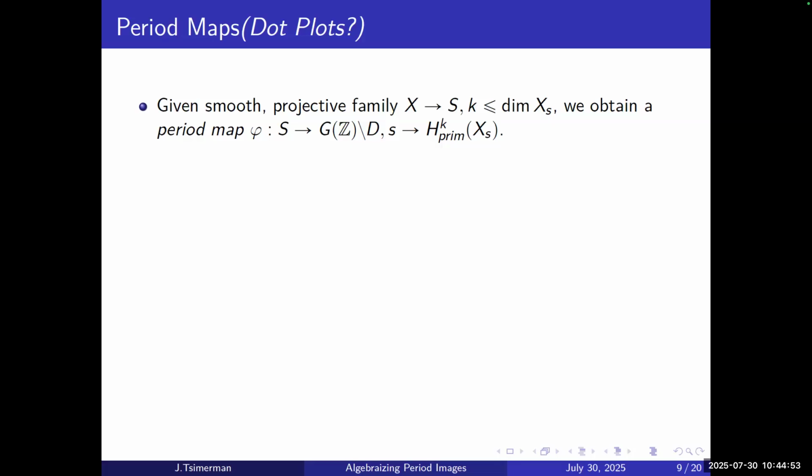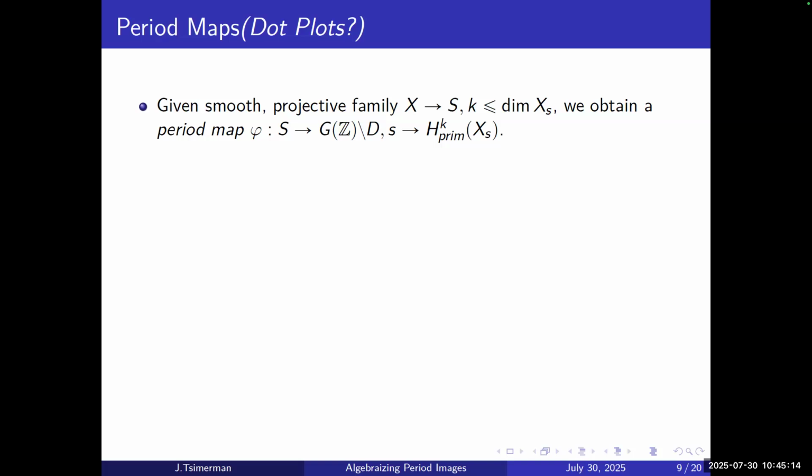That gives you a Hodge structure, and so you get this period map from S to D mod GZ, and you can show that this period map is holomorphic. In fact, something I won't talk about, but it's very important, is that these period maps aren't just holomorphic, they in fact satisfy a differential condition known as Griffiths transversality. They're a very constrained class of maps.